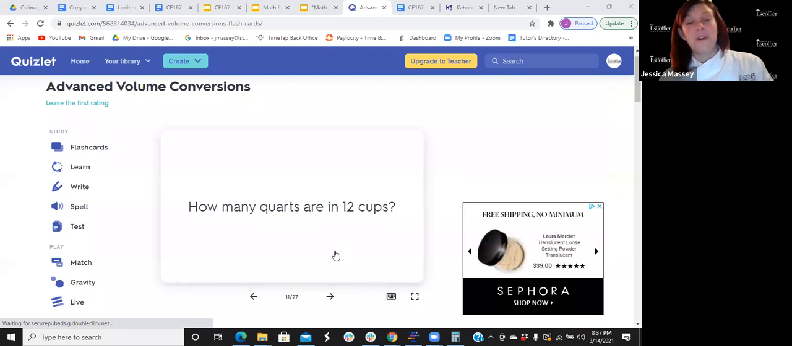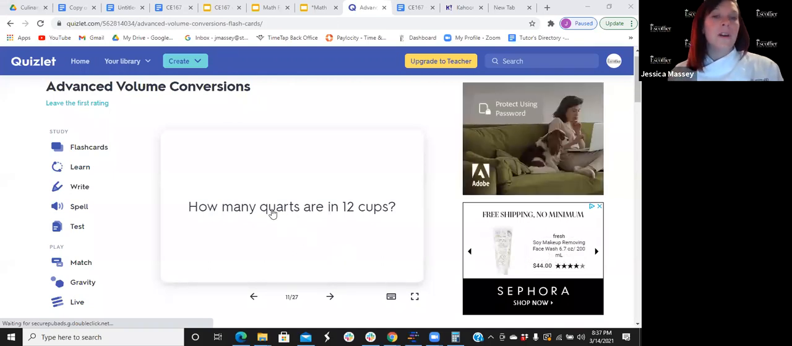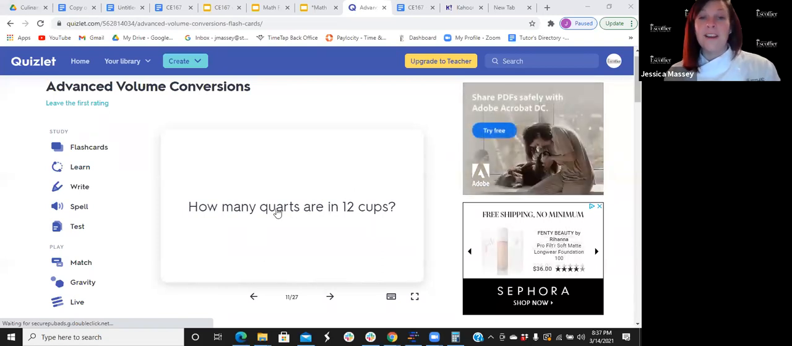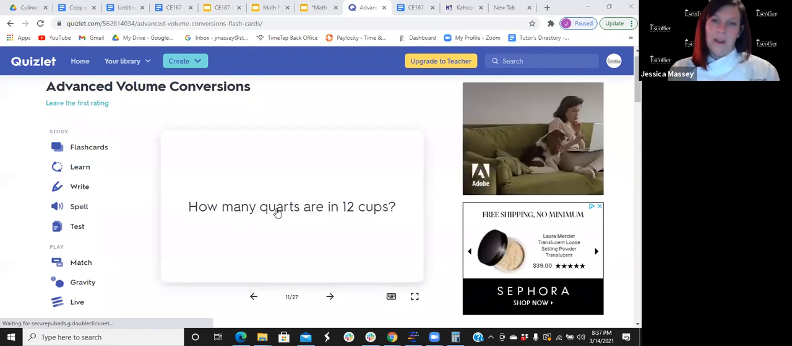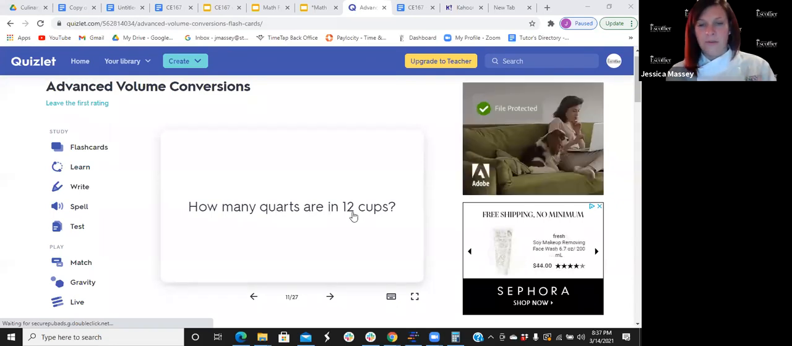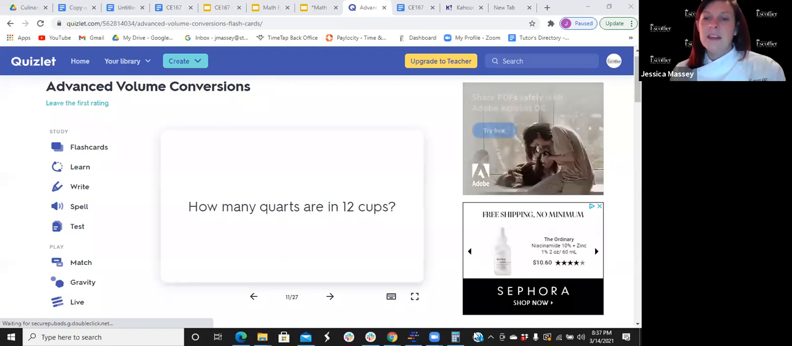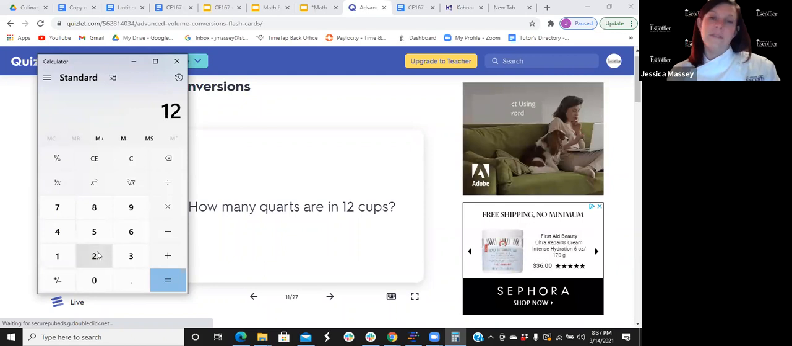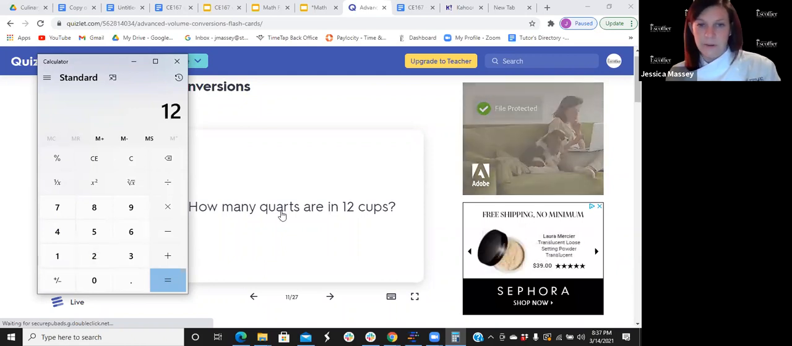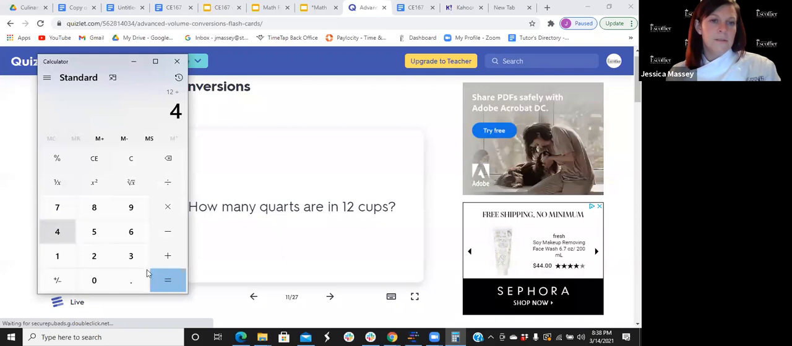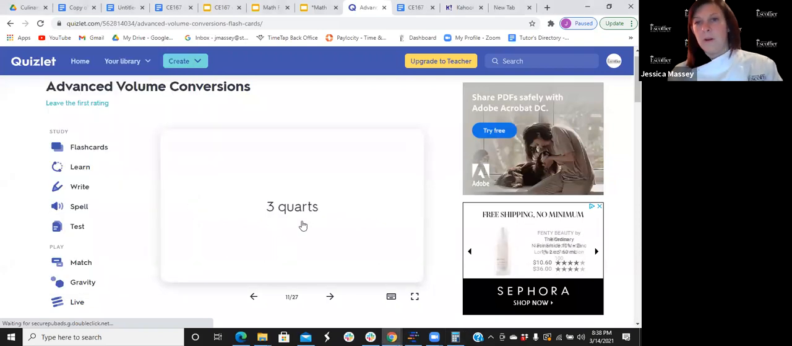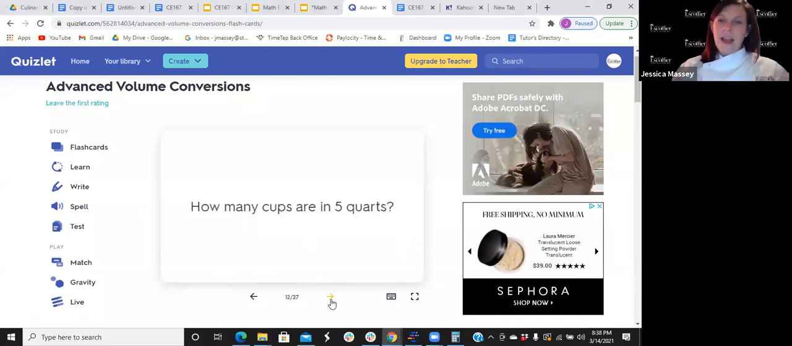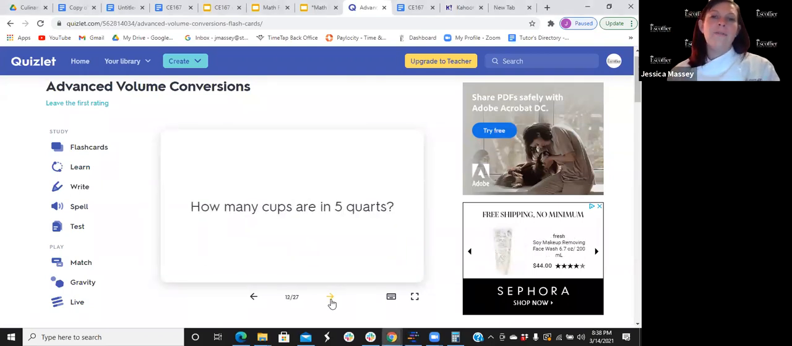So this is when you would divide. A quart is bigger than a cup. Because you're trying to figure out how many of the bigger unit, you would take that 12, because you've got 12 cups, and you would divide it by 4, because you know that there are 4 cups for every quart. And that would give you 3 quarts. Got a bunch of 3s. Nice job, everyone. How many cups are in 5 quarts?